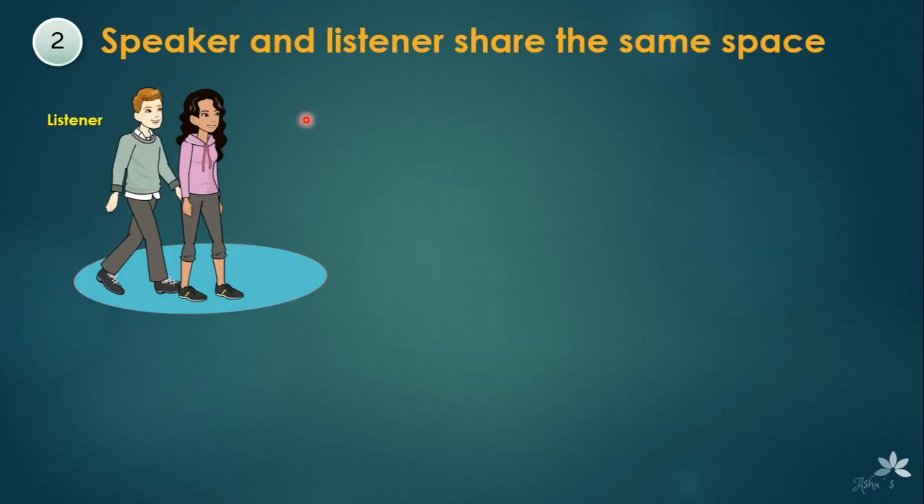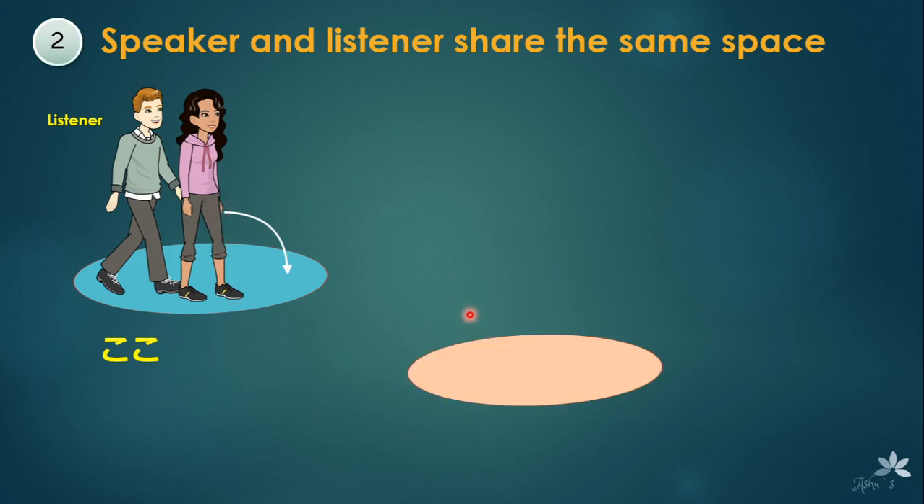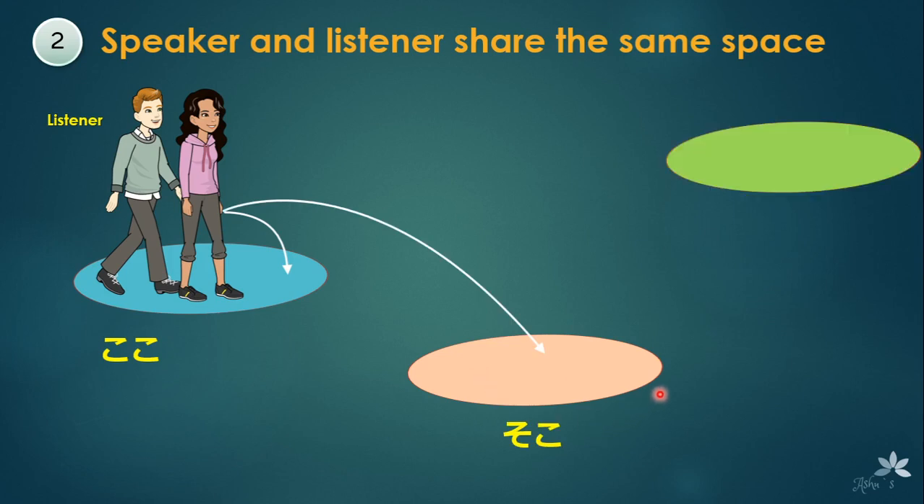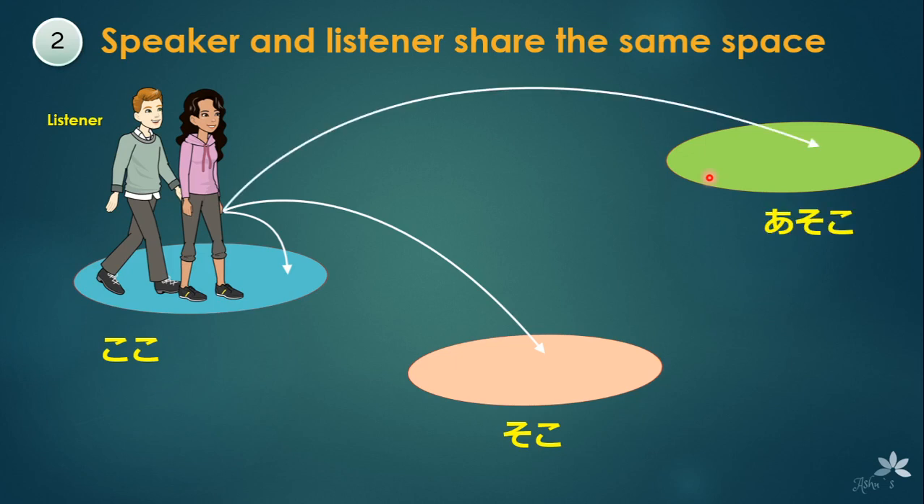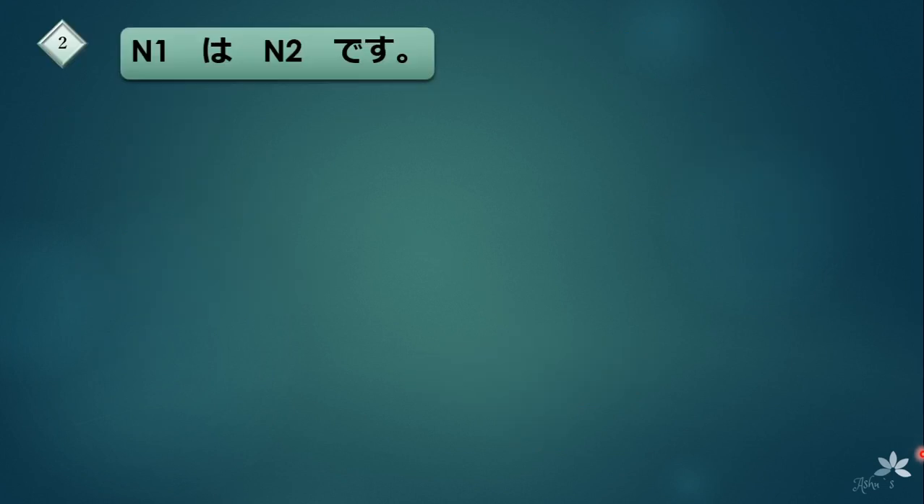Now, in the second situation, when the speaker and the listener share the same space, when they are together, the places where they are or the places close to them is referred as koko. The places little far away from them is referred as soko, and the places very far away from them are referred as asoko. Hope you have understood how and when to use koko, soko and asoko. Let's look into some examples.